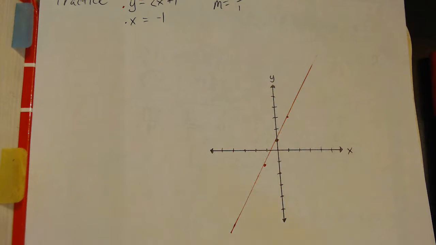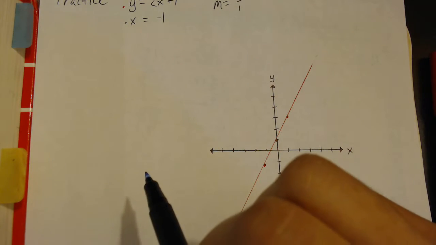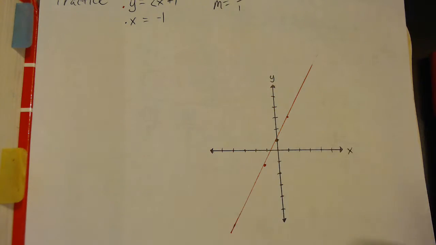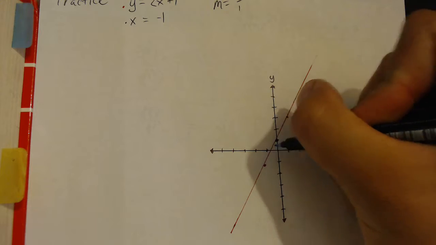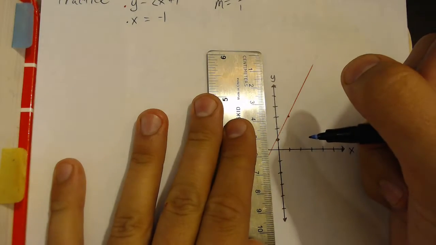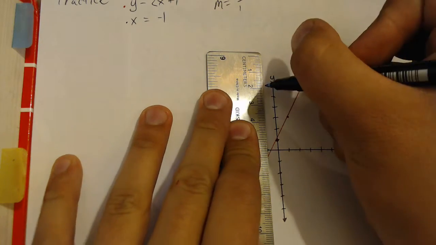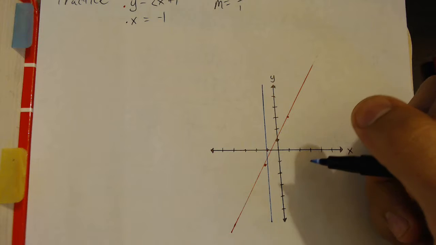The second line, or the blue line, is actually really easy. They tell us that x is equal to negative 1. There's no y in it, so x is a constant, or a line that doesn't touch the y-axis. So all we have to do there is go to negative 1 on the x-axis and draw our line perpendicular to the x-axis. That's our second line.